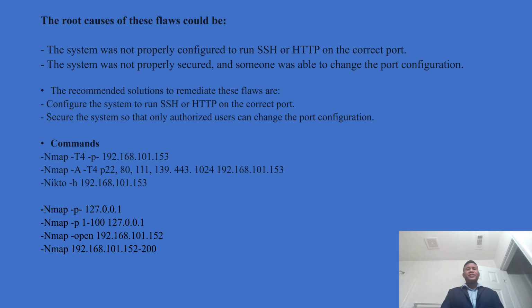The root causes of these flaws could be that the system was not properly configured to run SSH or HTTP on the correct port, or the system was not properly secured and someone else was able to change the port configuration. The recommended solutions to remediate these flaws are: configure the system to run SSH or HTTP on the correct port, and secure the system so that only authorized users can change the port configuration.